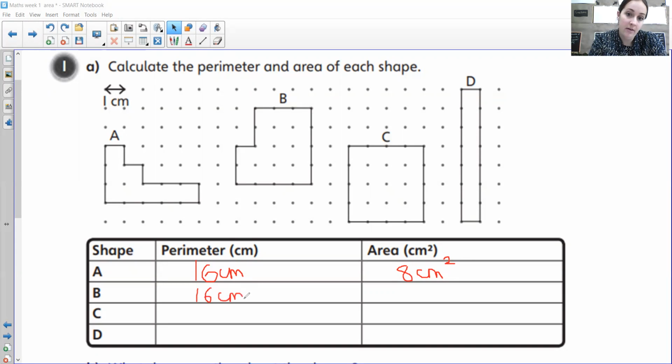What would the area be? Well, let's count the squares. We've got 1, 2, 3, 4, 5, 6, 7, 8, 9, 10, 11, 12, 13, 14. 14 what? Centimeters squared.